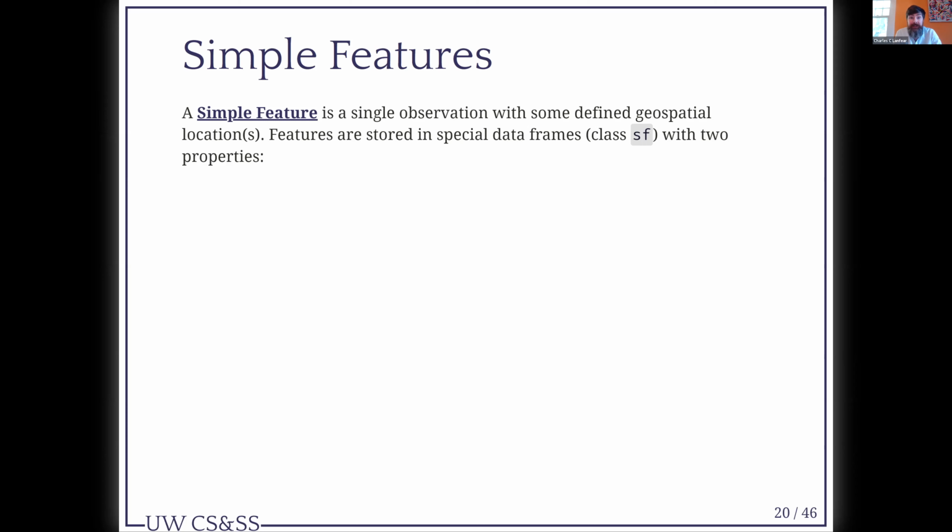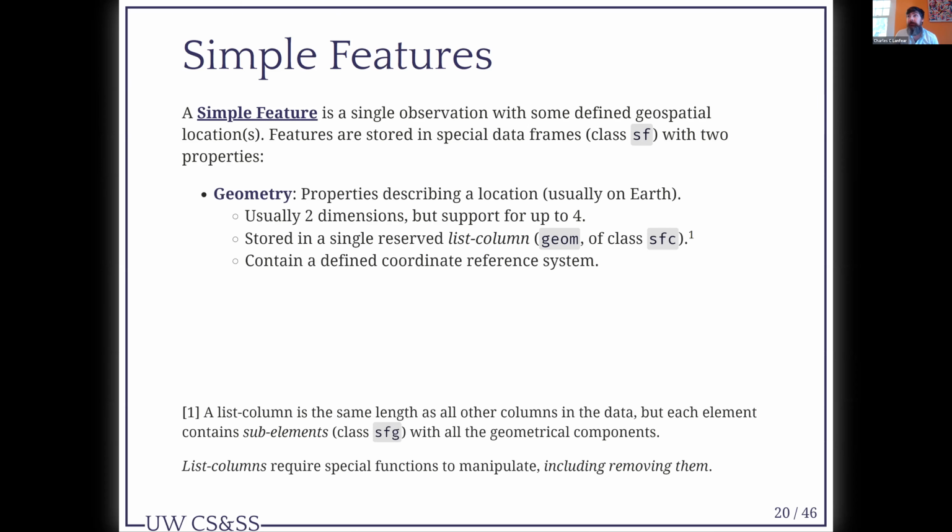So a simple feature is a single observation with some defined geospatial location or locations, okay? Features in R are stored in special data frames of the class SF, and they have 2 properties. They have a geometry. So every observation in your data must have a geometry. If you have data that has a missing location, it can't be in your SF data frame. You cannot have missing locations in an SF data frame. Everything has to have a location. Geometries are the properties that describe the location as in where it is, usually on Earth.